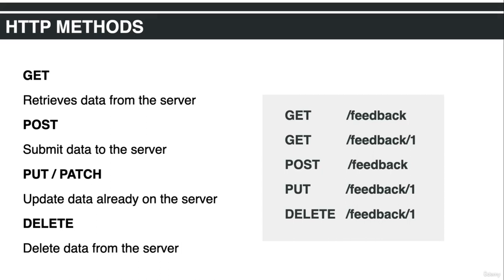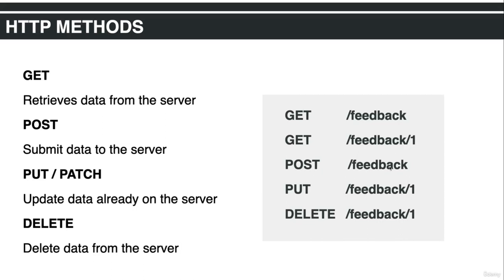Since we're using feedback items, that's what we have for data, we might have these URLs or these endpoints right here. So a GET request to /feedback would just return all of our feedback items. A GET request to /feedback/1 represents the specific ID for the feedback item that we want. And of course, this could be anything. I'm just using one as an example.